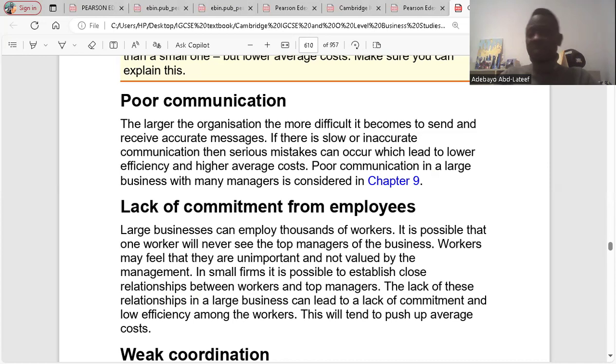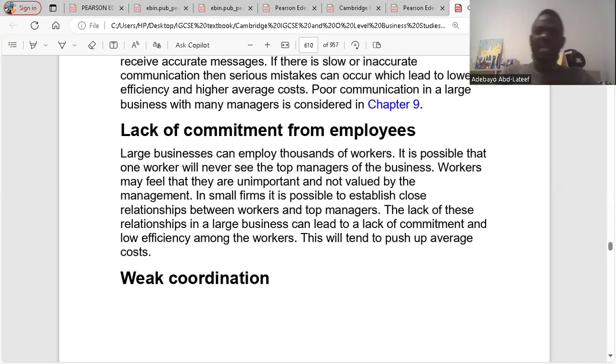Lack of commitment from employees. Large businesses can employ thousands of workers. It is possible that one worker will never see the top manager of the business. Workers may feel that they are unimportant and not valued by the management. So here, lack of commitment comes because firms become so big that workers who used to see their managers don't see them anymore. They feel remote, like they are not part of the organization, because nobody sees what they do anymore like they used to.